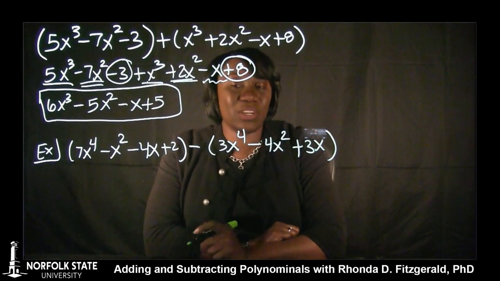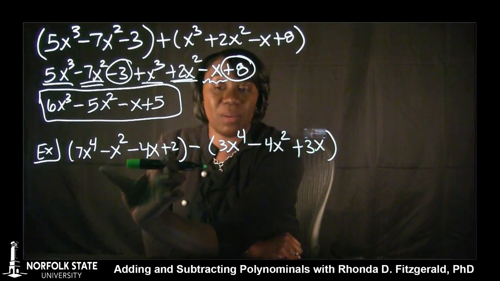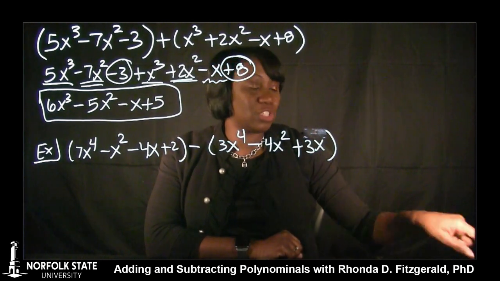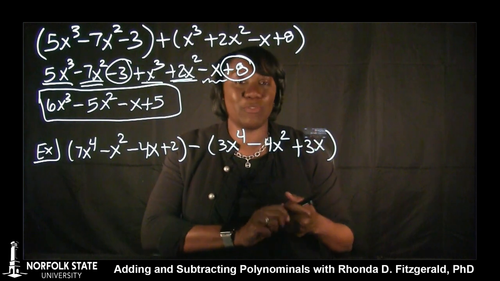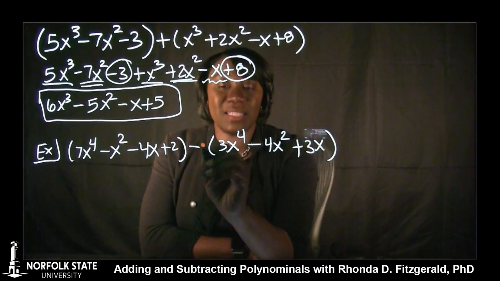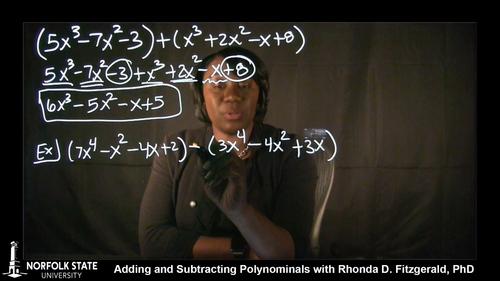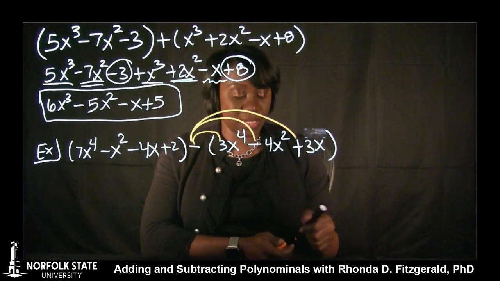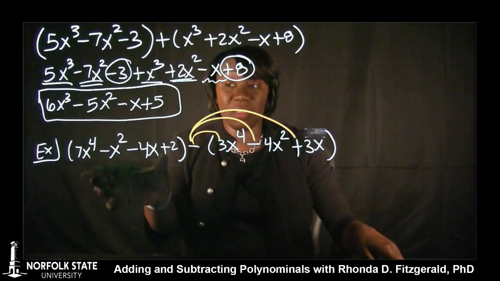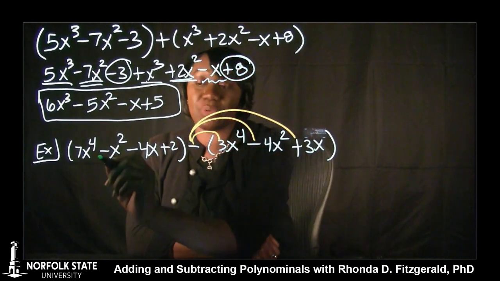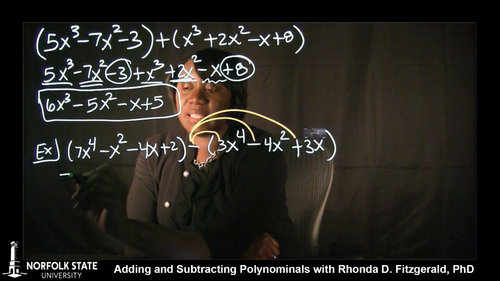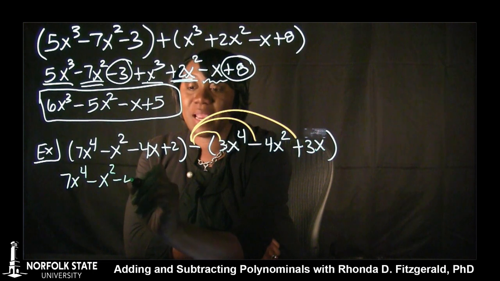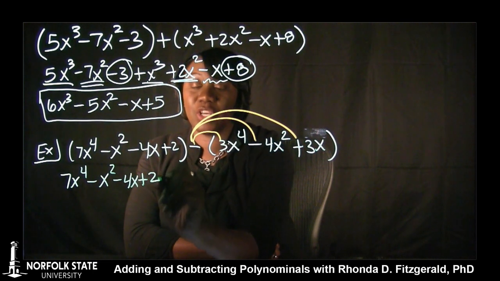So here, notice this is a little different. We're subtracting. We have one polynomial, we want to subtract another polynomial. When subtracting, we have to do one thing different before we remove our parentheses. We must think of this as a negative 1 and actually distribute our negative through. So what's going to happen here? Nothing in the front polynomial will change. So we'll just rewrite that. Let's rewrite that as 7x to the fourth minus x squared minus 4x plus 2.